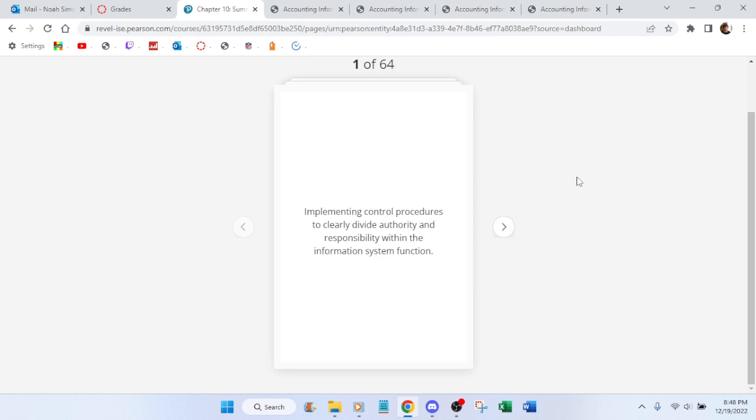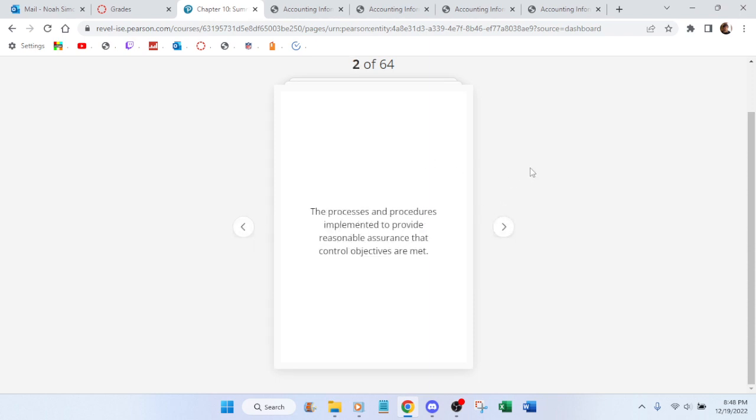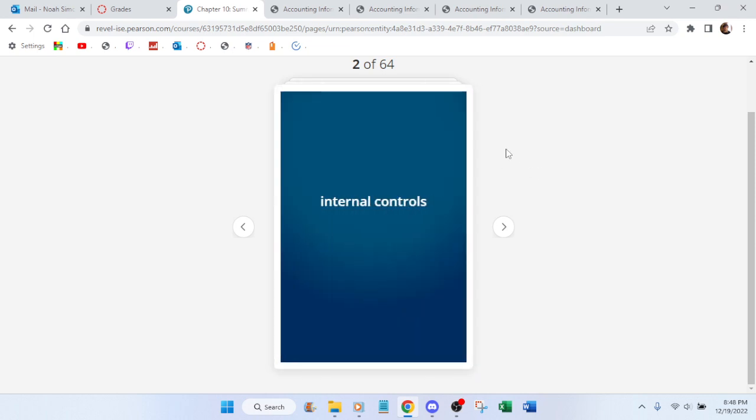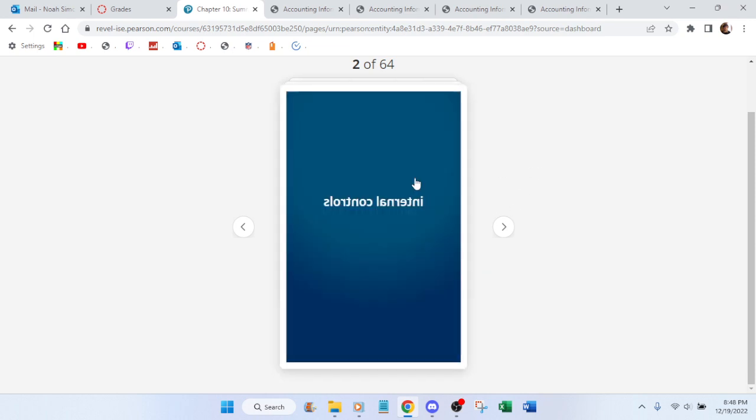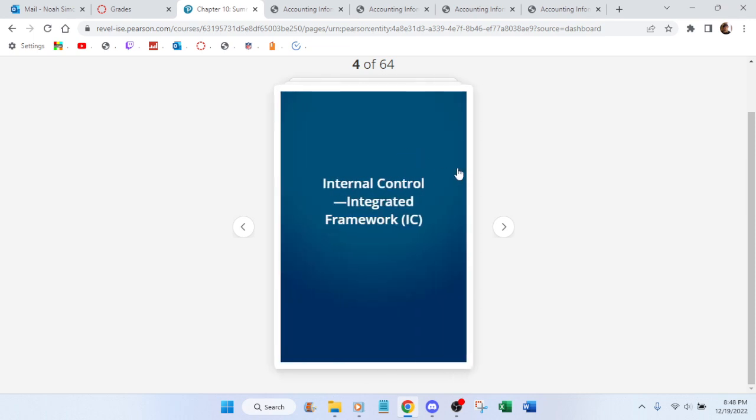Implementing control procedures to clearly define authority and responsibility within the information system function. What the heck? The processes and procedures implemented to provide reasonable assurance that control objectives are met. Internal controls. How long it takes for a system to respond. Response time. A COSO framework that defines internal controls and provides guidance for evaluating and enhancing internal control systems. Internal control integrated framework. Oh my gosh.